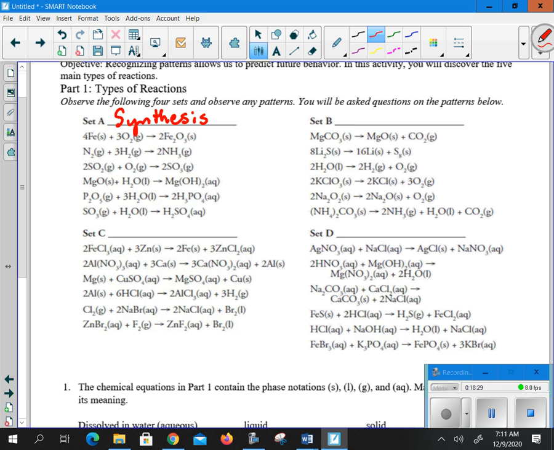All right. Then for this one, we have a single reactant compound, then a single reactant element, then a single reactant and an element. So anytime you have a single reactant, that is decomposition.